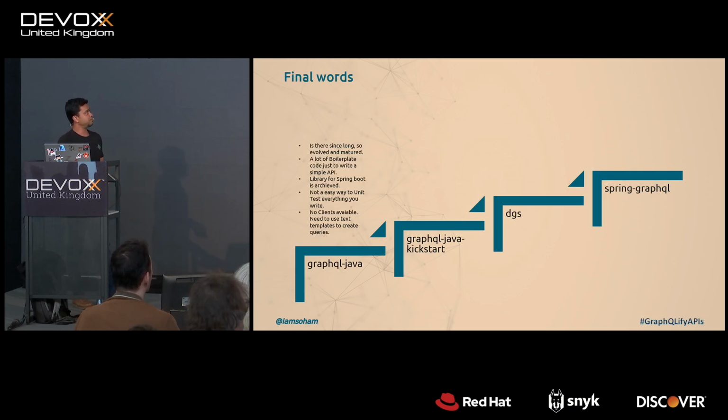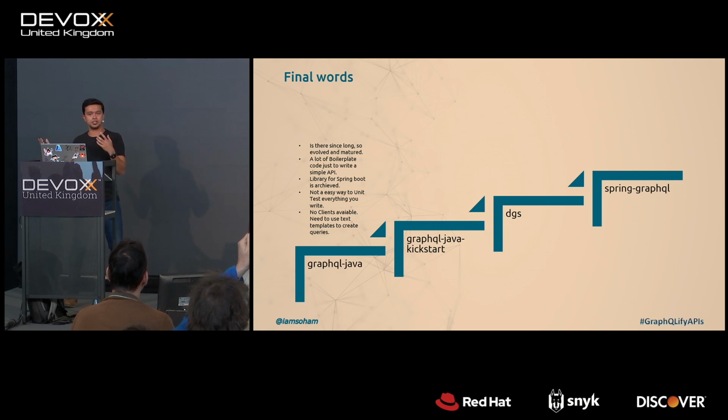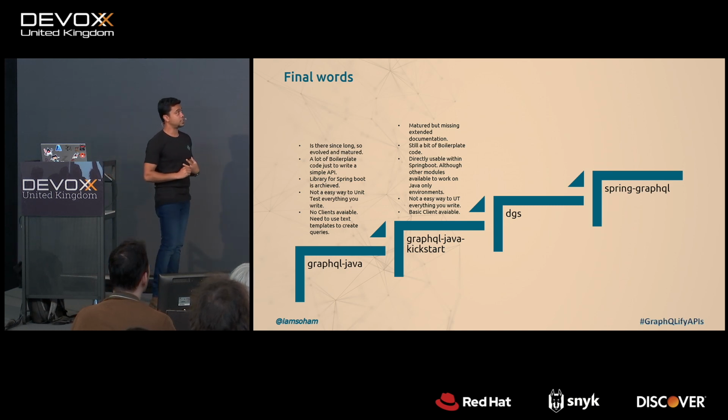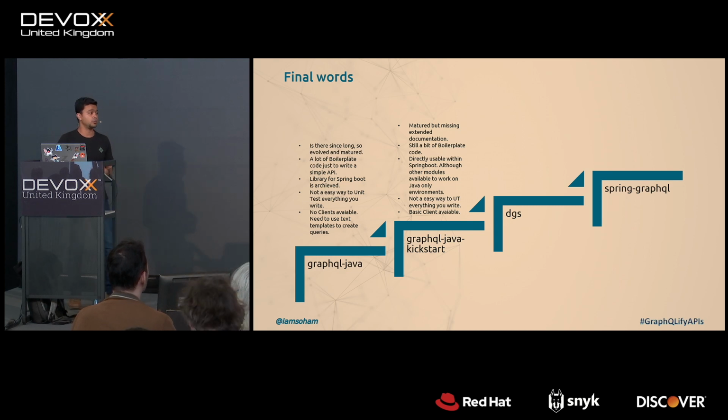So, final words. GraphQL Java has been there for a long time. Even though it's archived, the base package, which is used by all the frameworks, is still there. But this is archived, so there's no point in talking about it. Kickstart has been there for a long, long time. It's quite mature. It supports Spring Boot 3 as well. The only difference is a bit more coding than DGS and Spring GraphQL.